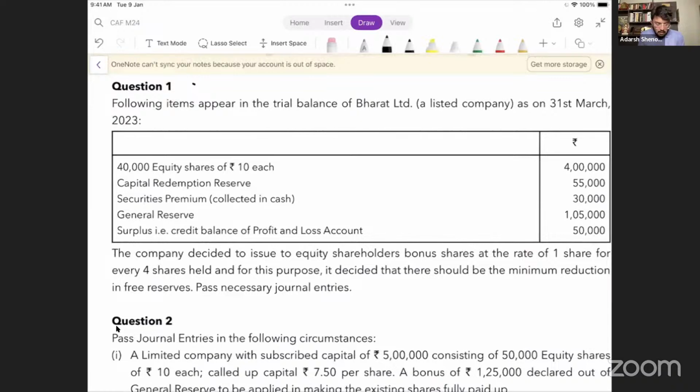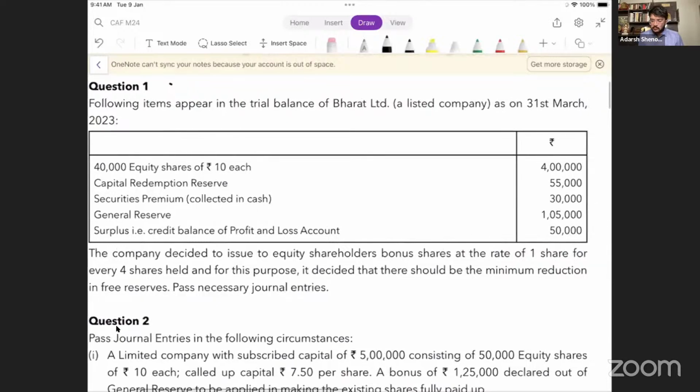Okay. Following items appear in the trial balance of Bharat Limited, a listed company, as on 31st March 2023. So you see here 40,000 equity shares of rupees 10 each, 4 lakhs. Capital redemption reserve is 55,000. Security premium collected in cash 30,000. General reserve 1,05,000. Surplus, that is credit balance of profit and loss account, is 50,000.